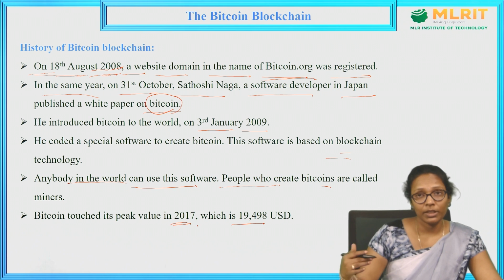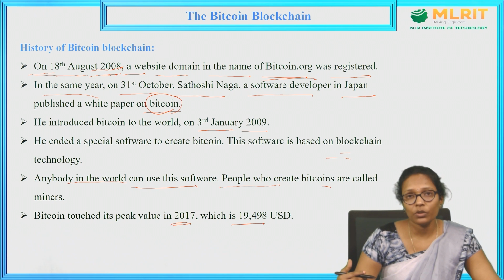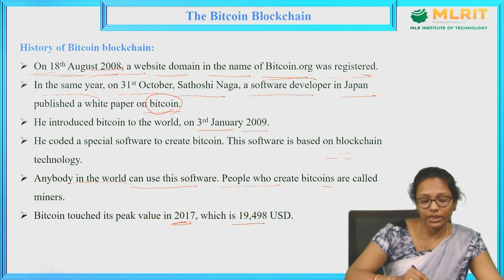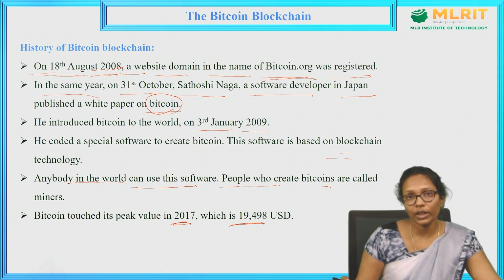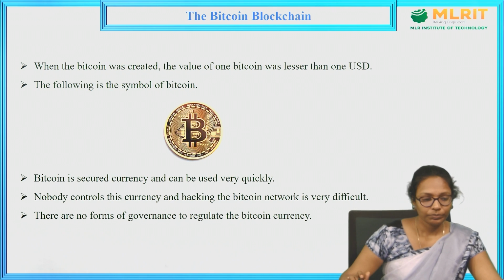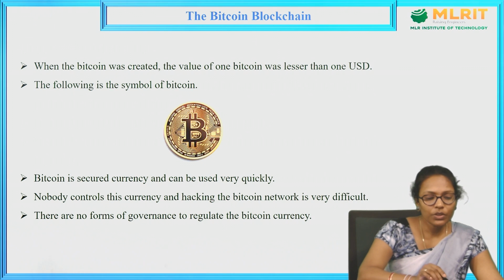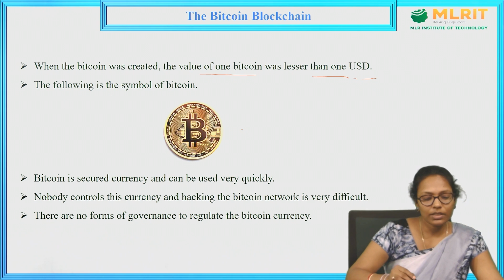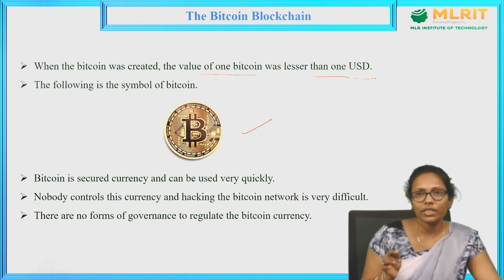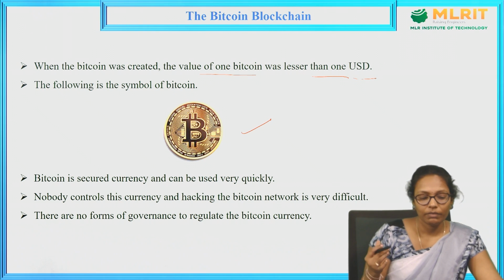Bitcoin touched its peak value in 2017, which is $19,498 US. The initial Bitcoin price was less than one US dollar, but in the year 2017 it reached its peak value of $19,498 US. So when Bitcoin was created, the value of one Bitcoin was less than 1 USD. And this is the symbol of Bitcoin. It is actually a digital currency. We don't have any physical form of Bitcoin; it is only virtual.